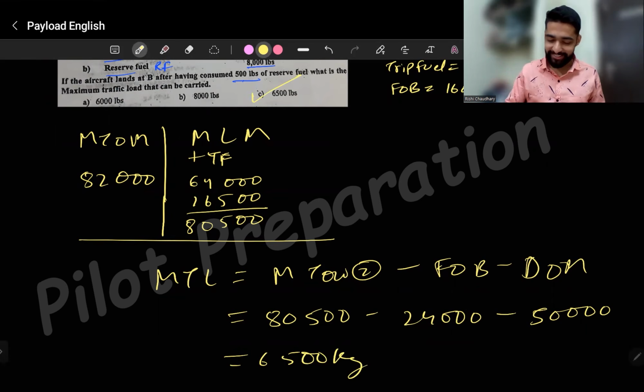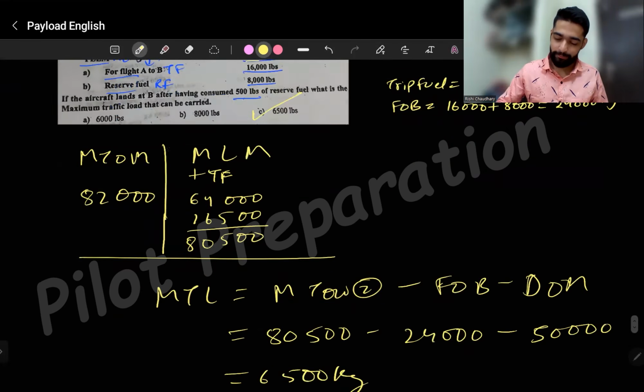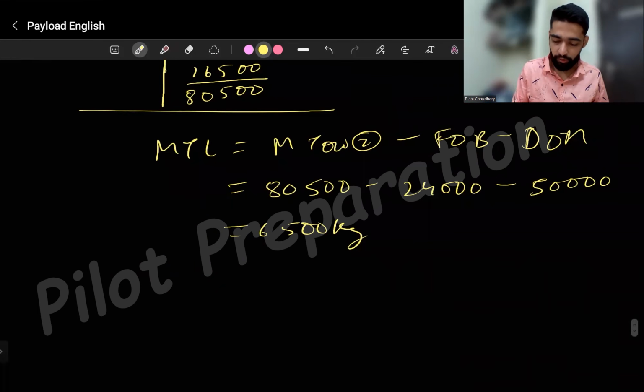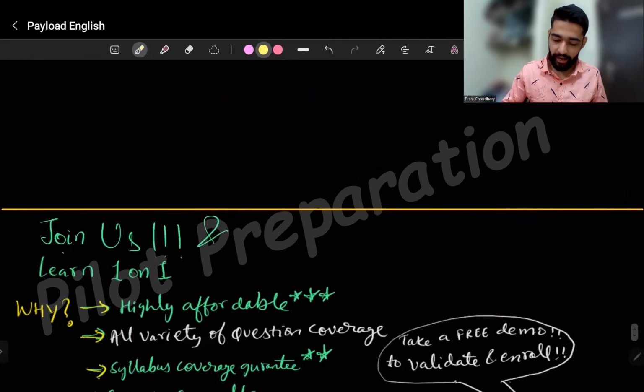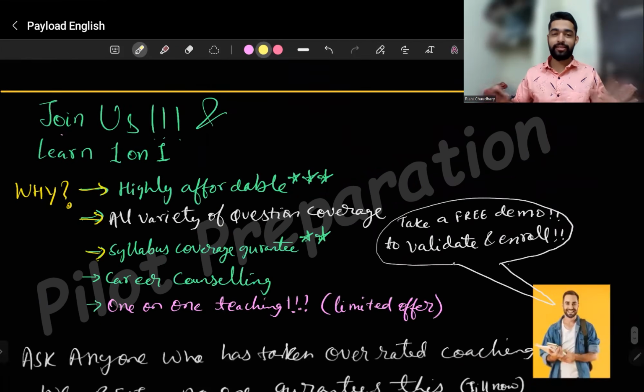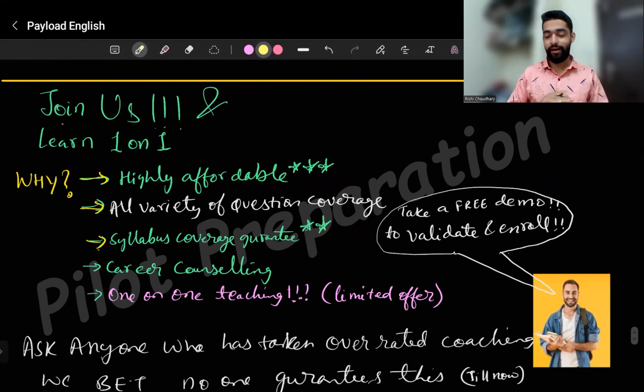And all the questions are done with this. So you know how maximum takeoff load or traffic load is calculated. And with this, I'm done with this chapter. Fully done. You are done with this chapter.